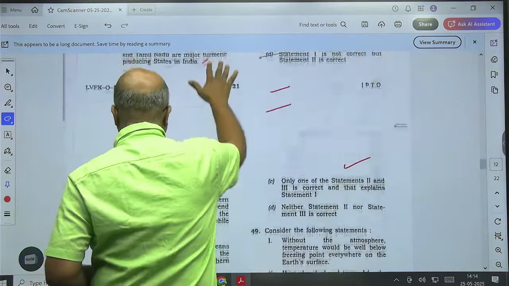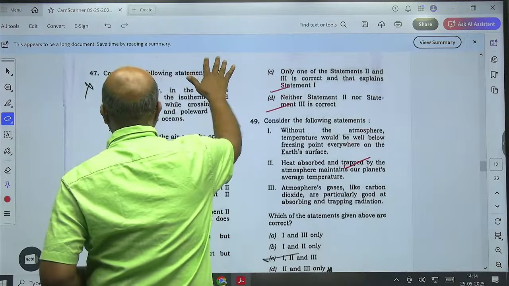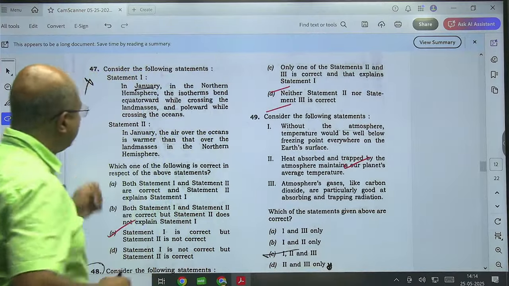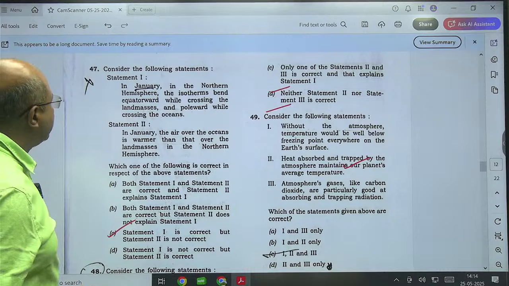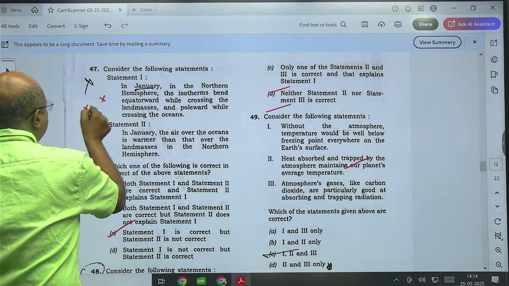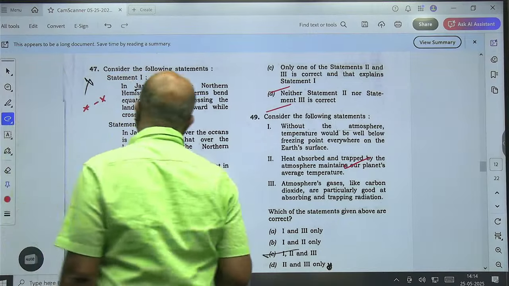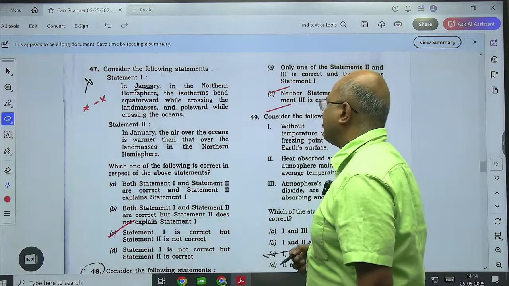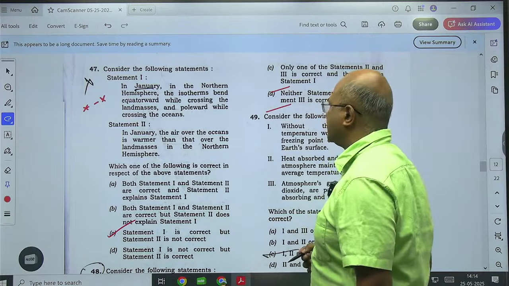Now moving down to the 47th question. Consider the following statements. In January in the northern hemisphere, the isotherms, so isotherms are the lines which connect points of equal temperature, bend equatorwards while crossing the land masses and poleward while crossing the oceans.